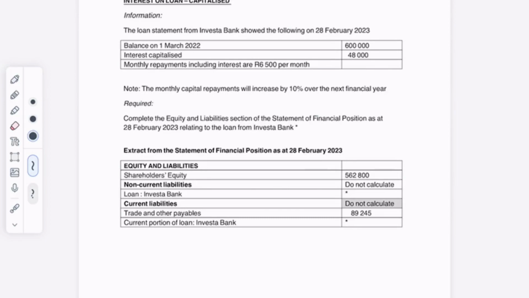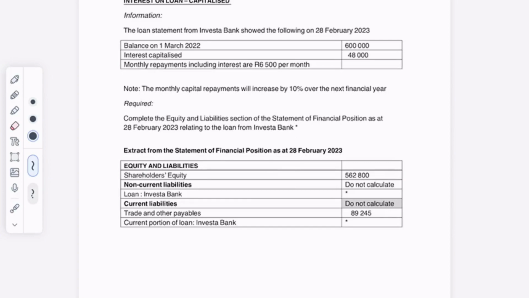In this tutorial, we're going to look in detail at what happens when interest is capitalized and how this affects the payment of both the loan capital and the interest. In other words, that payment, how much of it comes off the loan and how much comes off the interest.